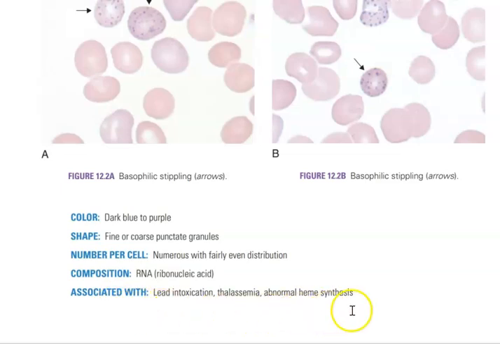And some of the conditions that are associated with basophilic stippling are listed here. One of the main causes is lead poisoning, so make sure you remember that. That's one that they love to ask on the certification exam: what's a condition that is associated with basophilic stippling. So make sure you file that away and remember that.